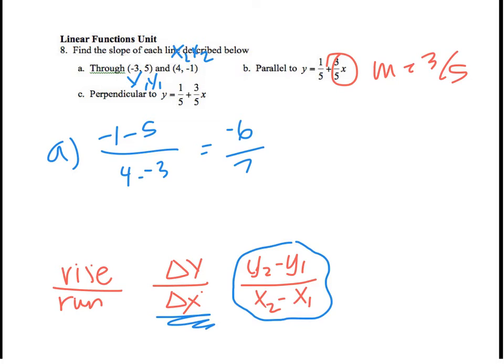For C, it wants to be perpendicular to y equals 1/5 plus 3/5 x. So again, we're looking at that slope of 3/5. If our new slope, m, is going to be perpendicular, it has to be the opposite, so it's going to be negative, and the reciprocal, so it's going to become 5/3.